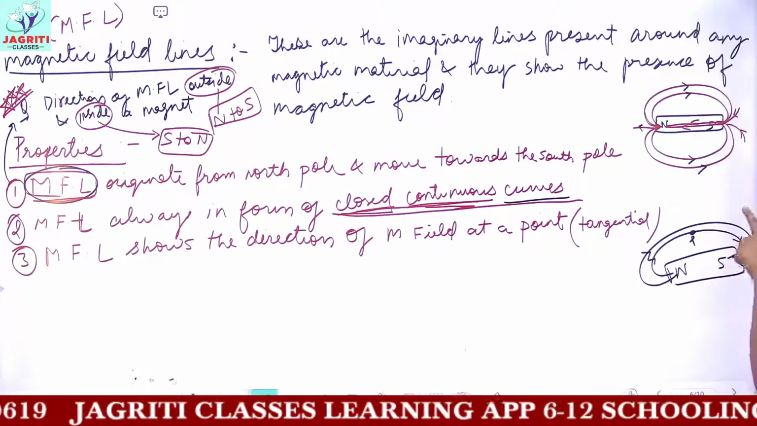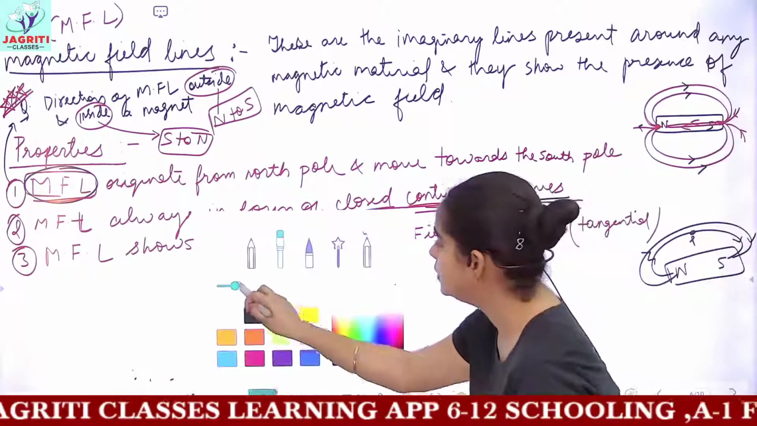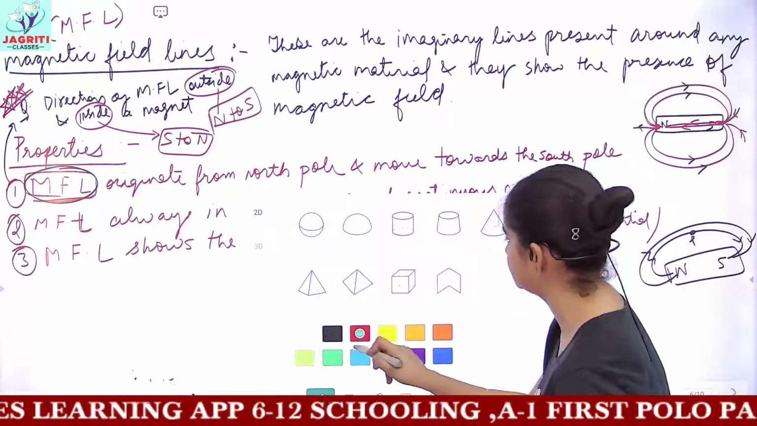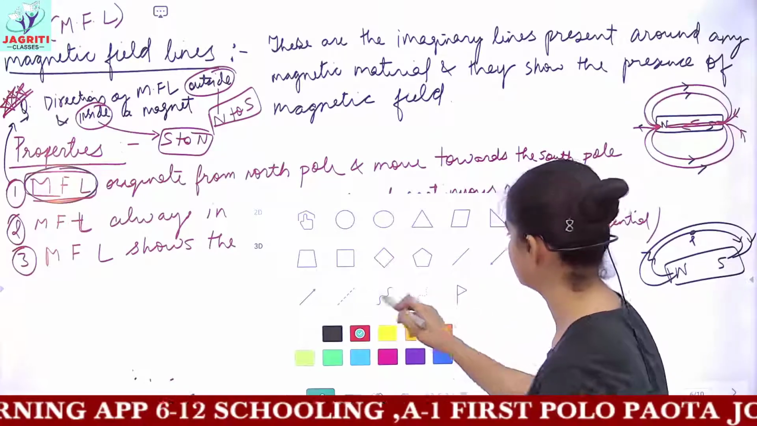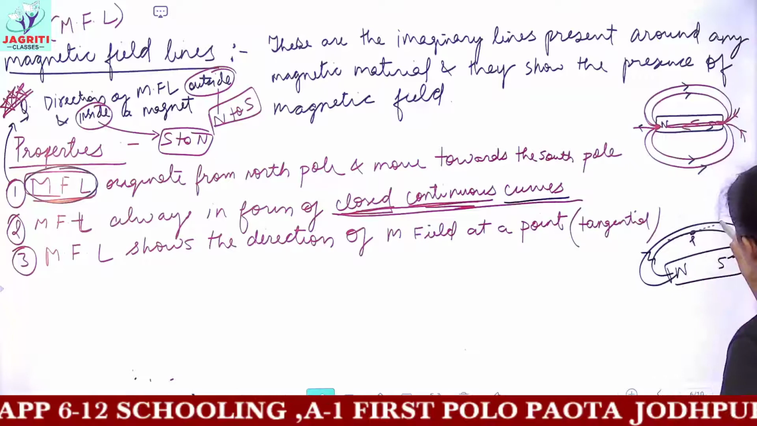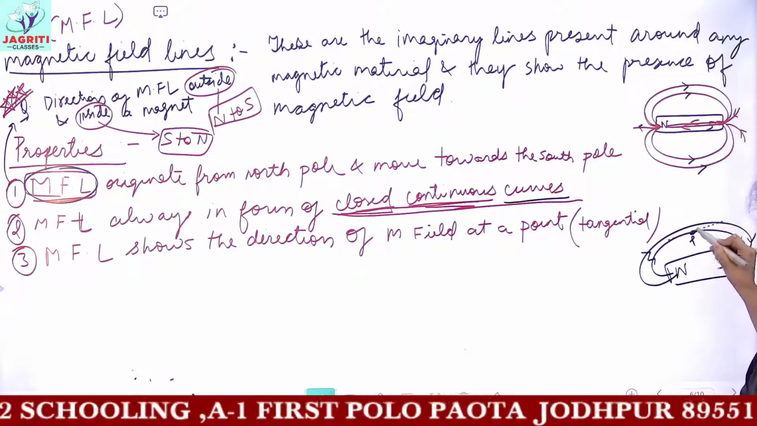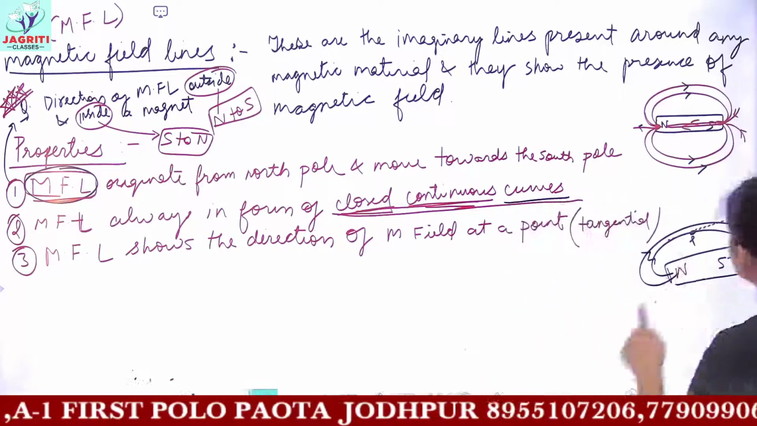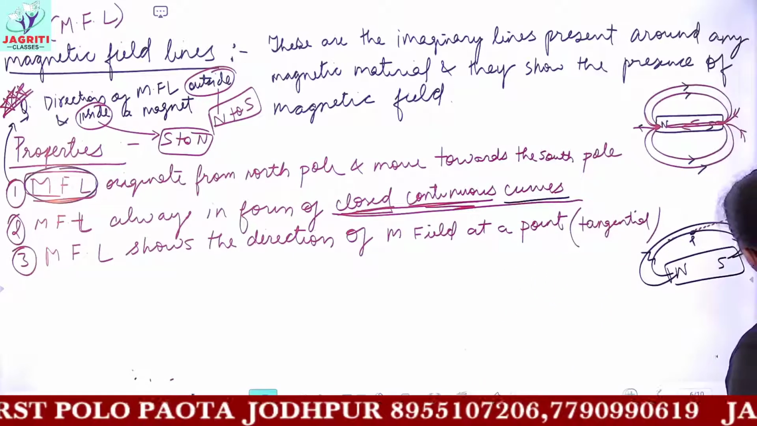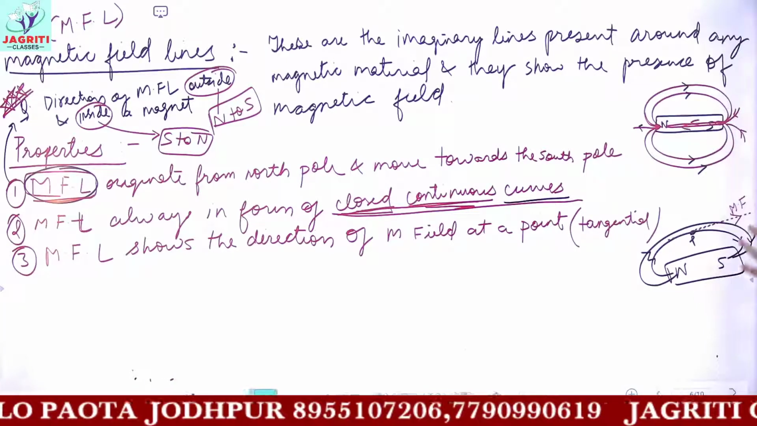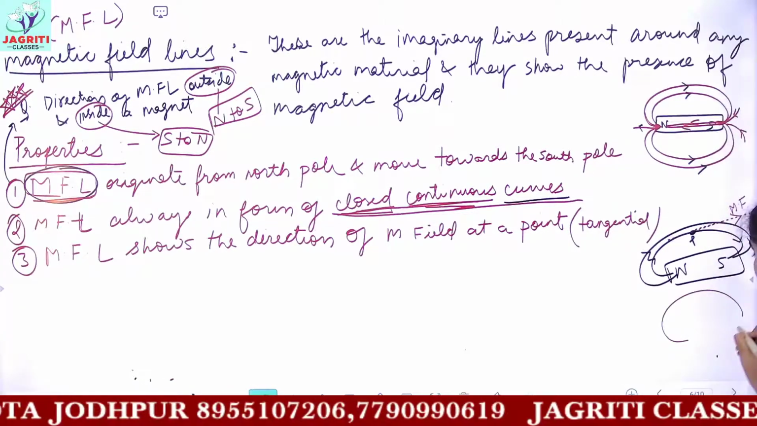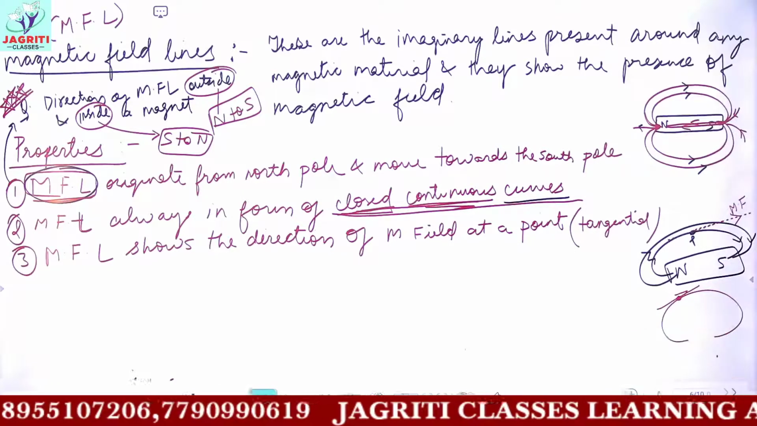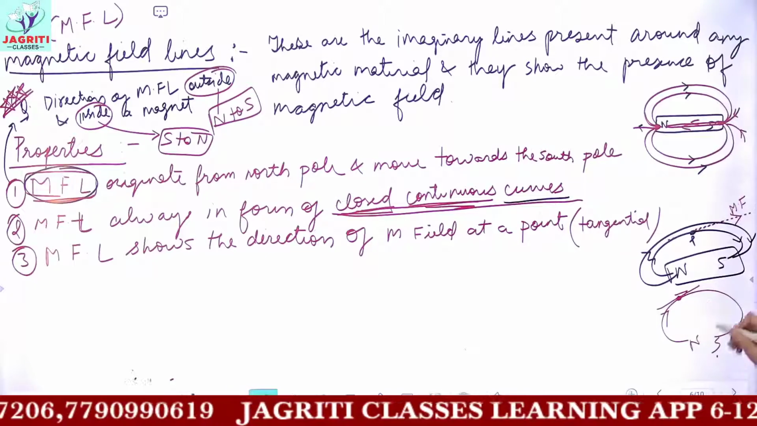To find the direction of magnetic field lines at this point, we draw a straight line which is tangential to the surface. See, in this manner I draw a line, and this line is tangential to this closed curve, and in turn this would be the direction of magnetic field here. So if I need to find the direction of magnetic field at a certain point, draw a tangent at that point, and this arrow would represent the direction of magnetic field.